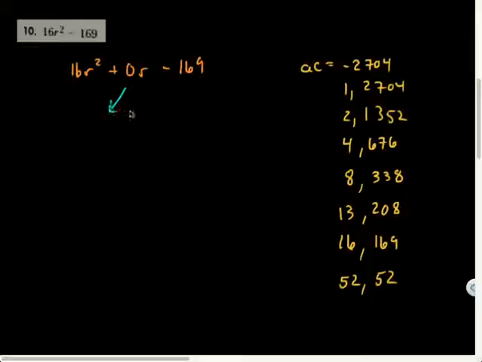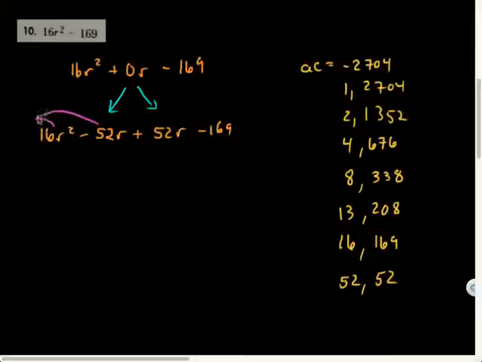And I'm looking for the ones that subtract, because this was a minus sign, to be 0. So then I would split the B term into two like terms. 16r squared, I'd have a 52r, and a 52r minus 169. And what would the signs of these 52r's be? They have to be different because they multiply to be negative. And it doesn't matter which one I make. I'm just going to make the first one negative and the second one positive, since they have to be different signs. So now I can do my little factor by grouping trick.